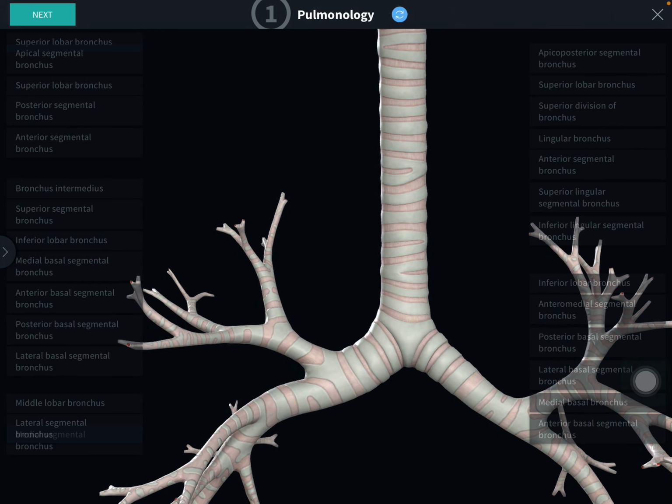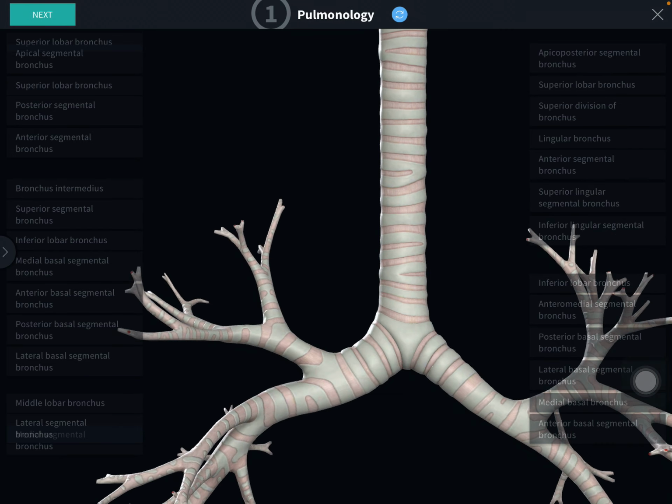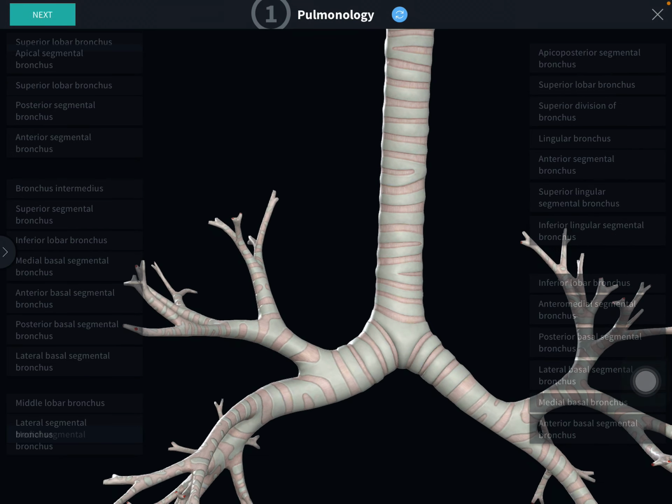It's wider, shorter and more vertical than the left one. You can see in this it is shorter and wider than the left. It is wider because it is supplying the somewhat voluminous right lung. It is more vertical because trachea at its bifurcation deviates more to the right side. Hence, a foreign body in the trachea is usually aspirated into the right lung.